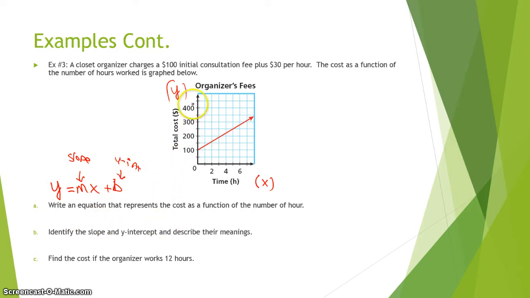So looking at where this line is crossing the y-axis right here, it's crossing right here at 100. So we can write y equals, we haven't found our slope yet, the mx part, but we have found the plus b part where it crosses the y-axis, which is at 100. So I'm going to put plus 100.